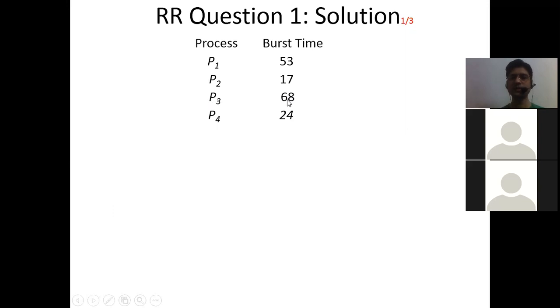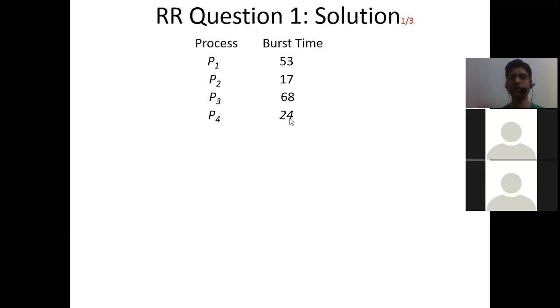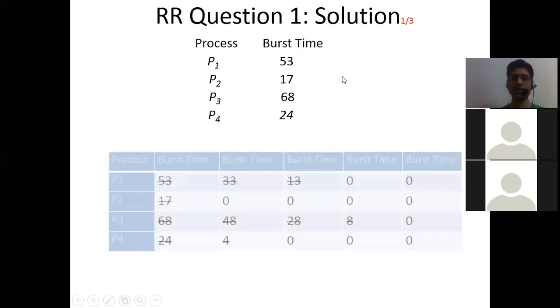Then we have P3, 68. If we give 20 time unit, then what will happen? 48 will be remaining. 48 burst time will be remaining. Then in the last, P4, if 20 time unit has been given to this 24, then 4 unit time will be there. So let's see.